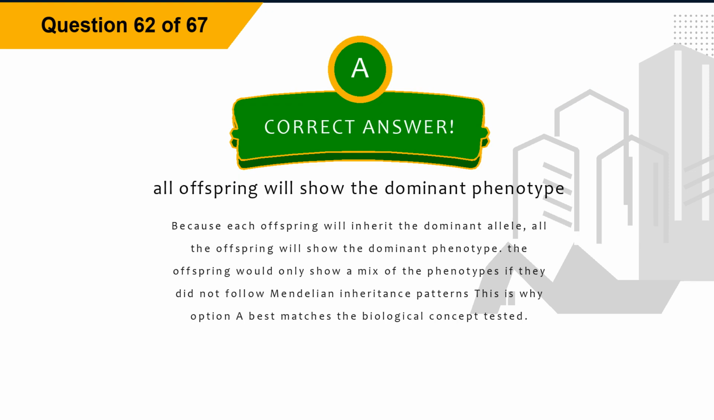The correct answer is option A, all offspring will show the dominant phenotype. Explanation. Because each offspring will inherit the dominant allele, all the offspring will show the dominant phenotype. The offspring would only show a mix of the phenotypes if they did not follow Mendelian inheritance patterns. This is why option A best matches the biological concept tested.